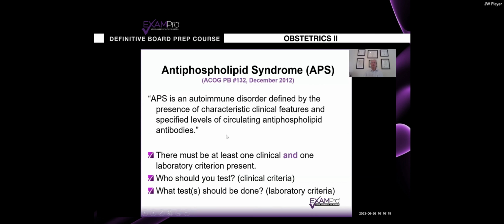And the examiner would next say, so tell me, what in your practice would concern you that a patient might have a syndrome like this? So here's where we go through the criteria. We need to have one clinical criterion and one laboratory criterion, and that's just a blood test. So the question is, who do we test? Because we don't routinely screen people for things like that, and what are the tests to do? So let's walk through that for just a moment.